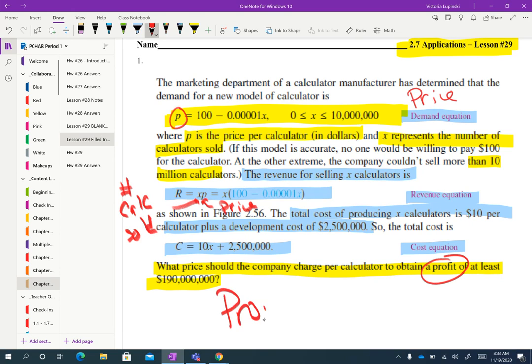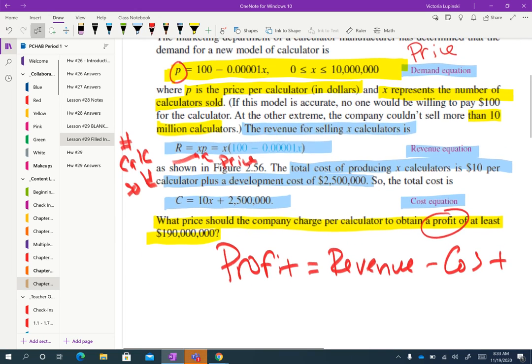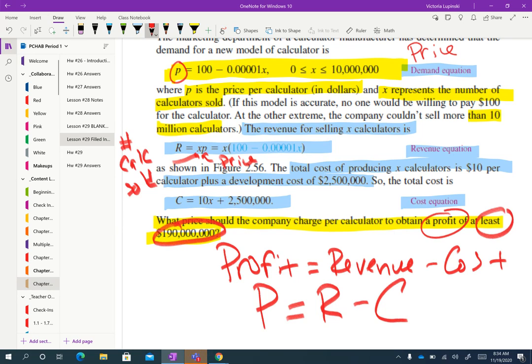And hopefully you remember from earlier in the year or just at some point in your math career, a profit is always equal to the revenue minus the cost. Remember, the profit is how much your company makes after they pay off all their debts. So that would be the revenue, which is the total amount that they take in, minus whatever the cost of production was. And again, if you're looking to abbreviate, profit is usually capital P, revenue is capital R, and cost is capital C. Second thing is you are trying to find at least $190 million. So at least $190 million means greater than or equal to $190 million.